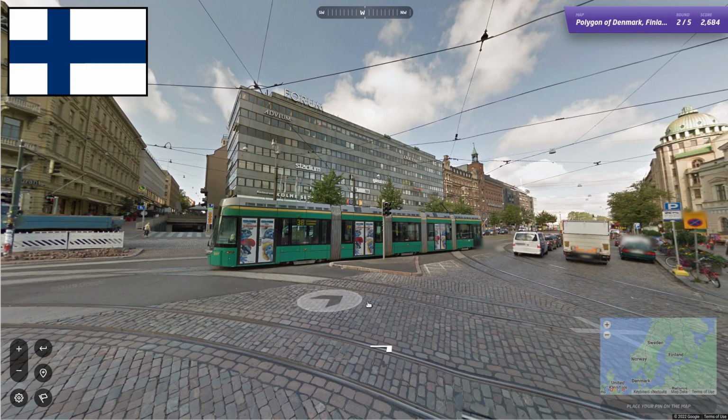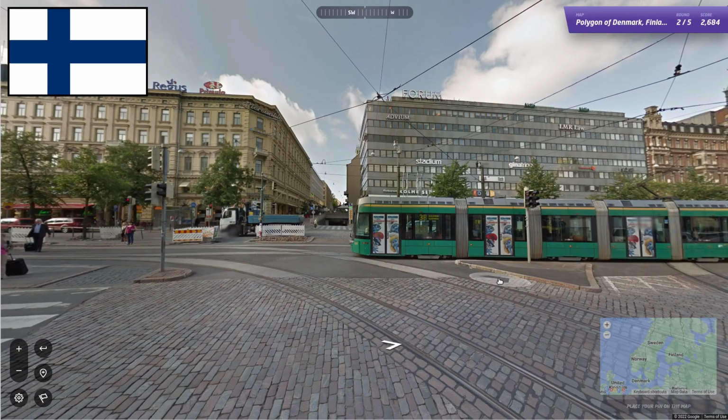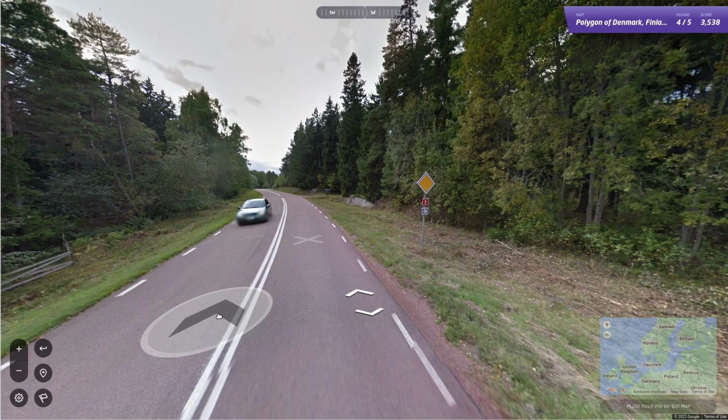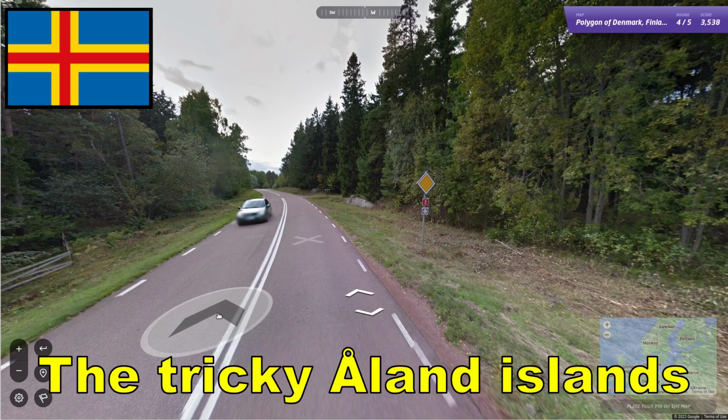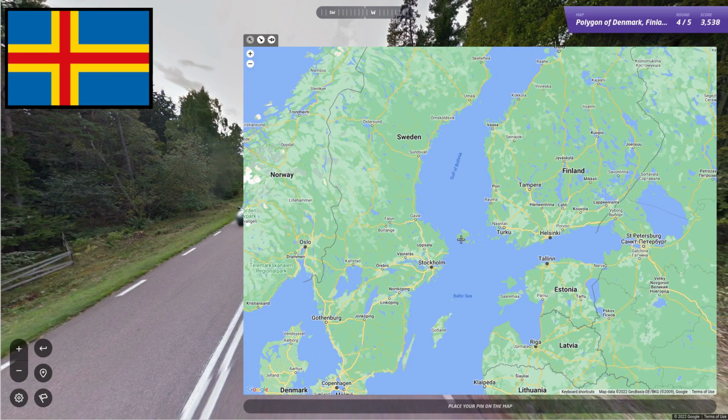If you know that you are in Finland, if you see a tram, you are in Helsinki, because there are also trams in Tampere, but the footage from Finland is so old that trams are visible only in Helsinki. And this is a little bonus. The tricky Åland Islands. Åland Islands are an autonomous part of Finland, but everybody there speaks Swedish, and Swedish is the only official language there.